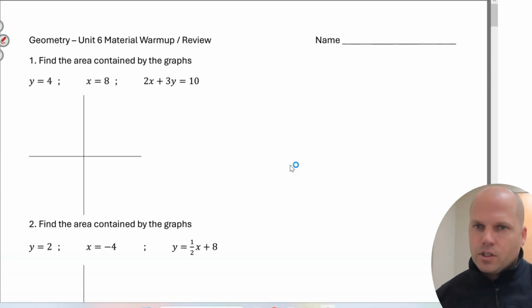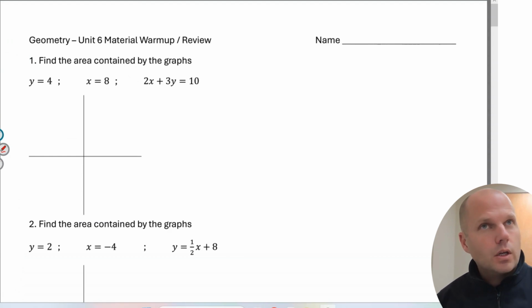What up, geometry students? Let's review the problem types we saw from this unit where we are doing geometric situations, but with algebra in the coordinate plane, using equations for lines or parabolas. First two questions deal with these regions contained by these three graphs: a horizontal line y equals 4, a vertical line x equals 8, and this line 2x plus 3y equals 10.